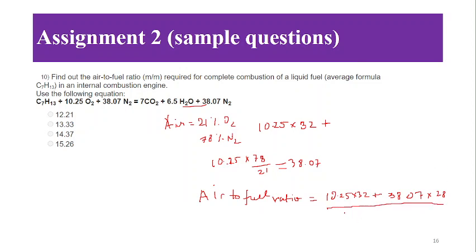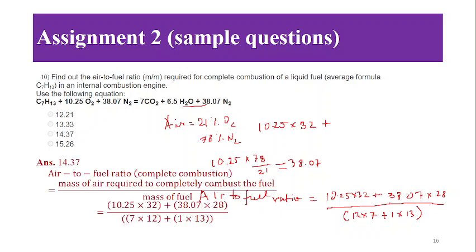So if we are combusting 1 mole of the fuel, here only 1 mole of fuel is being combusted. So 12, which is the molecular weight of carbon, into 7, plus 1, which is the molecular weight of hydrogen, into 13. So this will give us the answer as 14.37.